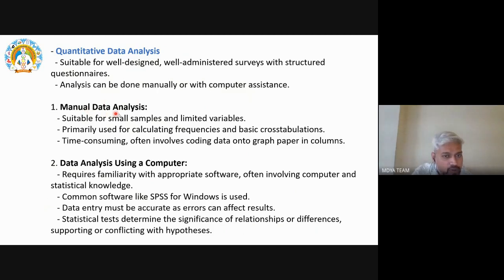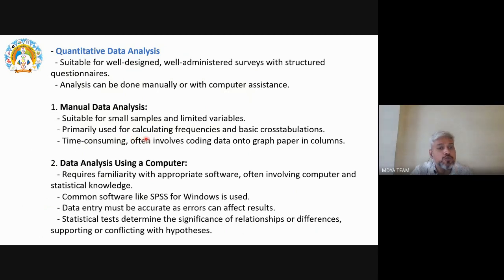First is manual data analysis, suitable for small samples, right? Questions can come in your examination, like on what kind of samples you can do manual data analysis. They can give options like small samples, large samples, and something like that. So remember this: manual data analysis is suitable for small samples and limited variables, right?